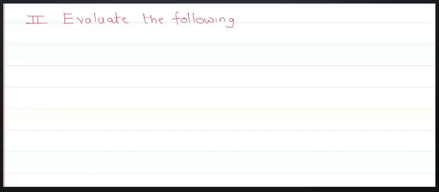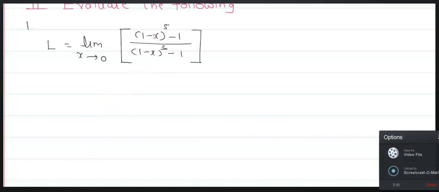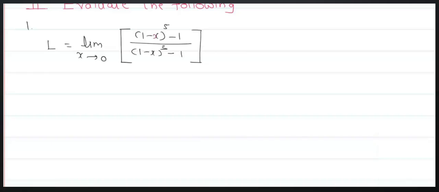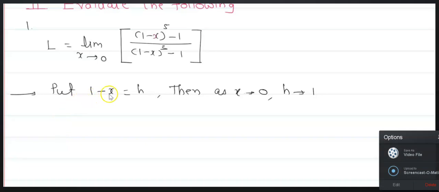Evaluate the following. First is L, limit x tends to 0, (1 - x)^5 - 1 upon (1 - x)^3 - 1. Put 1 - x equals h. Then as x tends to 0, h tends to 1. If we substitute x equals 0 here, then h equals 1. Therefore, we say that h tends to 1.